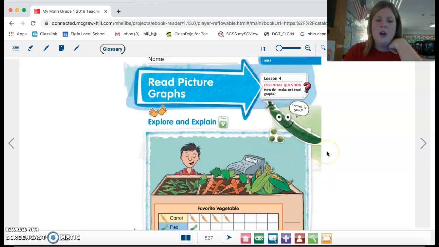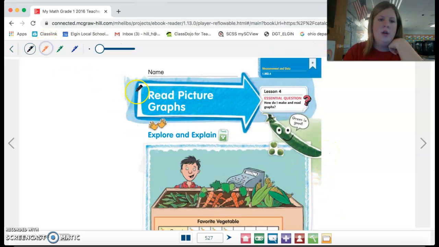Okay guys, we're going to start on our math packet now. So you are going to go ahead and write your name at the top. First thing that you should always do, write your name at the top. I know whose it is.